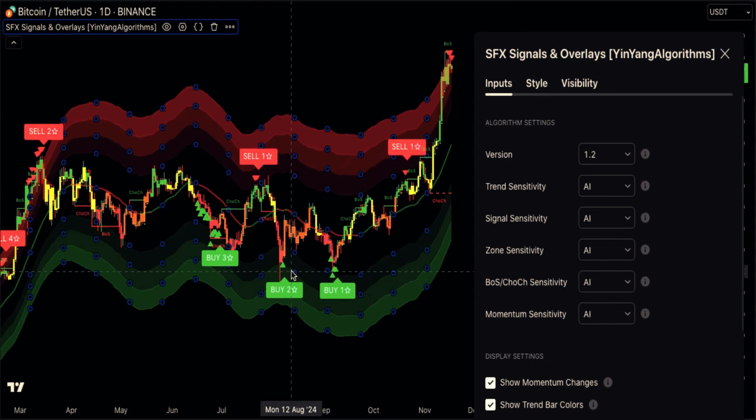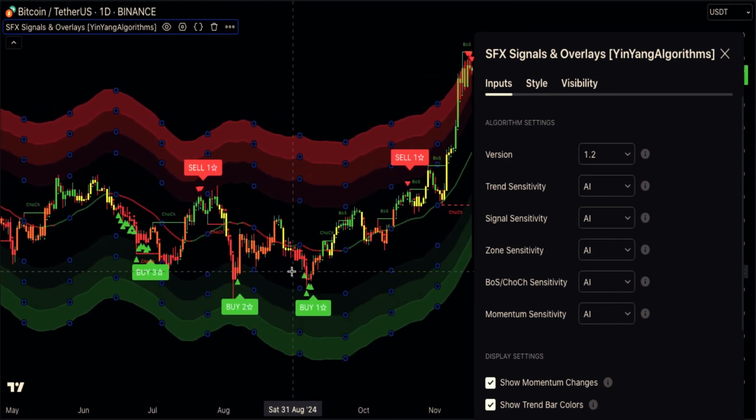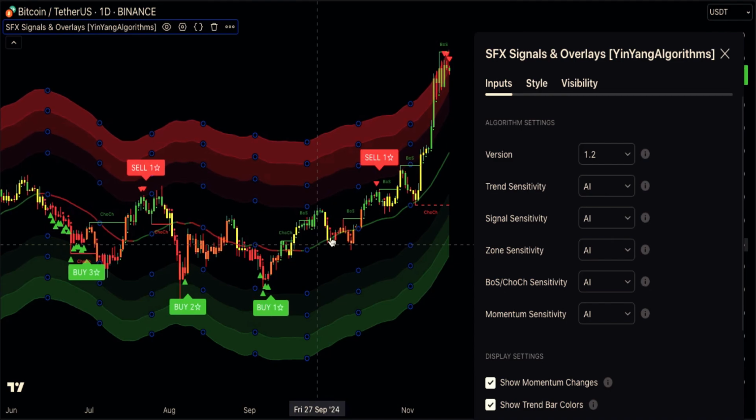So as a general standpoint, you're not going to get every extreme. Like you'll see here, there's a sell signal right here. Well, look, it went up, but it did believe that this was a good time to sell. So just because it went up and just because we're in a bear market right now doesn't mean that this was bad.